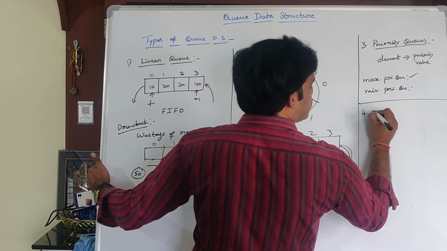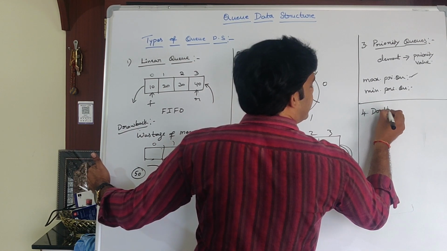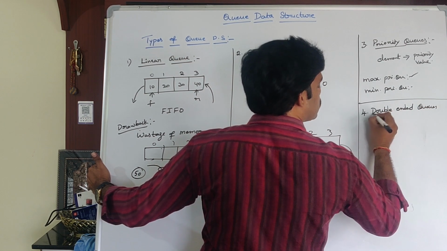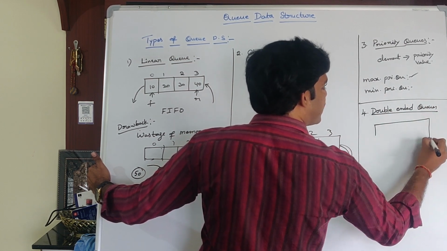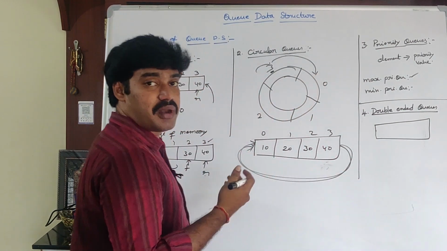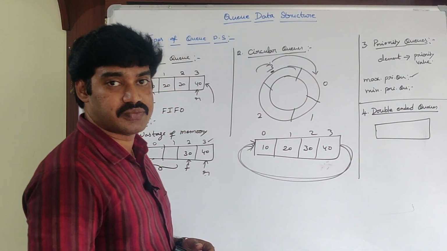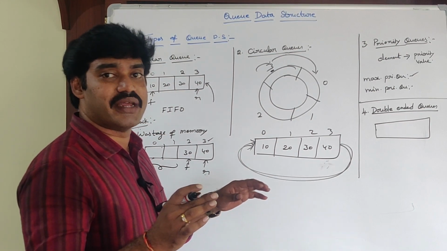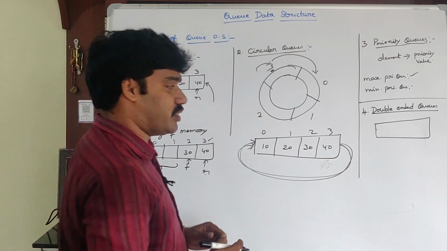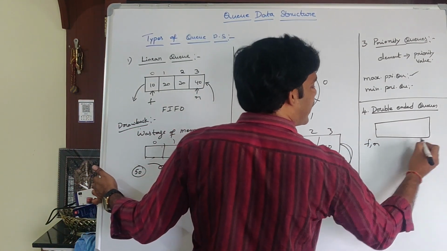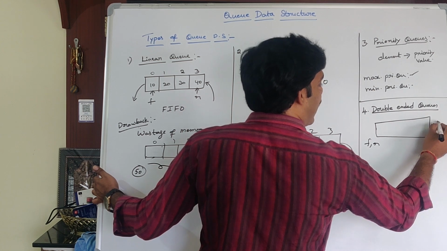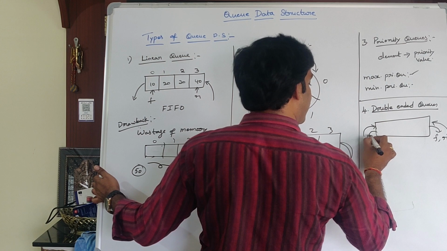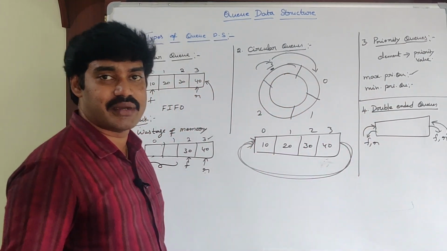Final one is double-ended queues. A double-ended queue is also nothing but a normal queue. That means the principle of a double-ended queue is also first in first out. But the organization is, we can insert the elements from both ends as well as we can delete the elements from both ends. Here I am having front as well as rear. I can insert from here as well as I can delete from here. So that concept is nothing but a double-ended queue.